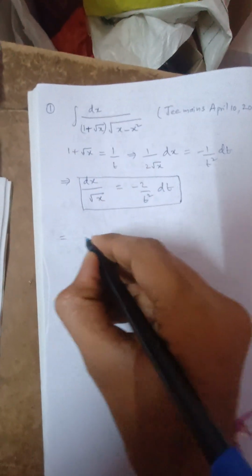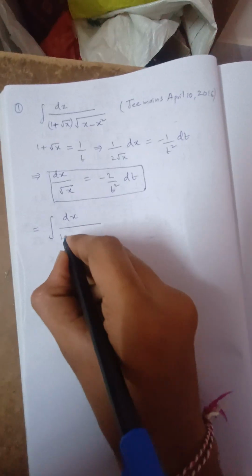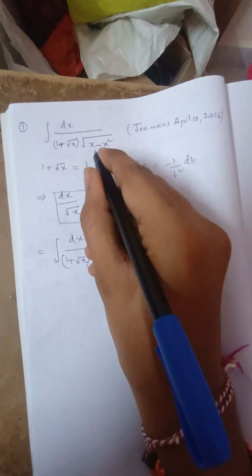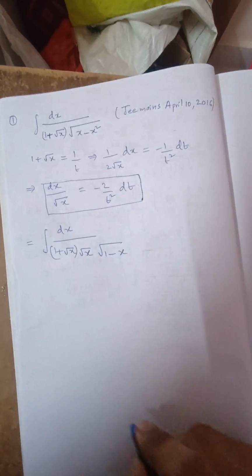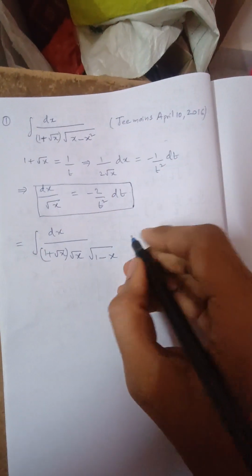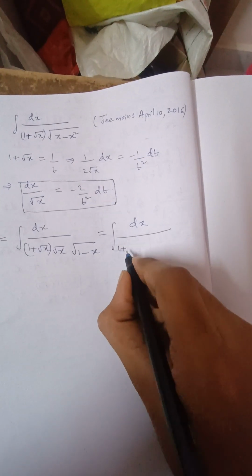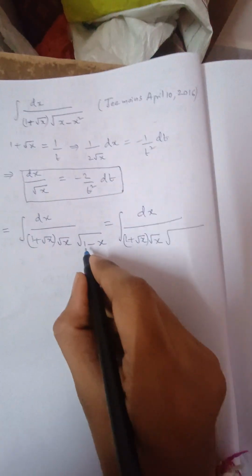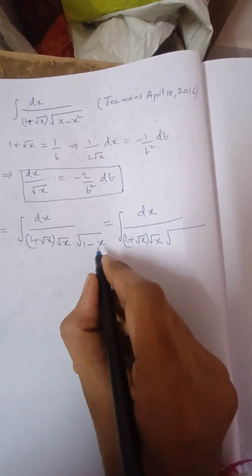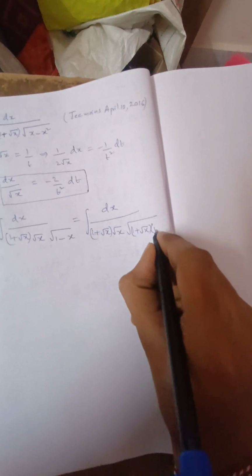From the question, if we simplify, we'll get the integration of dx by (1 plus root x) into, if we take x common from here, root x into root over (1 minus x). Again if we simplify this, we can write this as the integral of dx by (1 plus root x) into root x into root over, it is like a square minus b square, 1 minus root x whole square. So (1 plus root x) into (1 minus root x), we can write this.